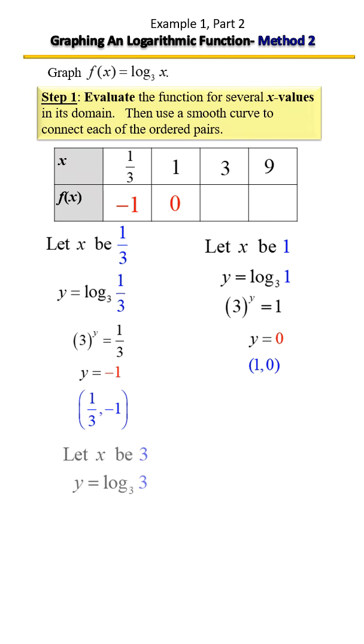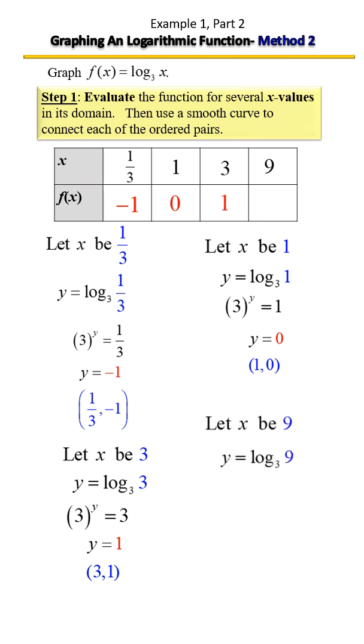Next, we're going to plug in a 3 for x. We're going to rewrite it in exponential form. And what number would I have to raise 3 to in order to get 3? Yes, that's correct, 1. So our output is 1. And lastly, we're going to plug in a 9. We're going to rewrite it in exponential form. So what number would I have to raise 3 to in order to get 9? That's correct, 2. So y equals 2.